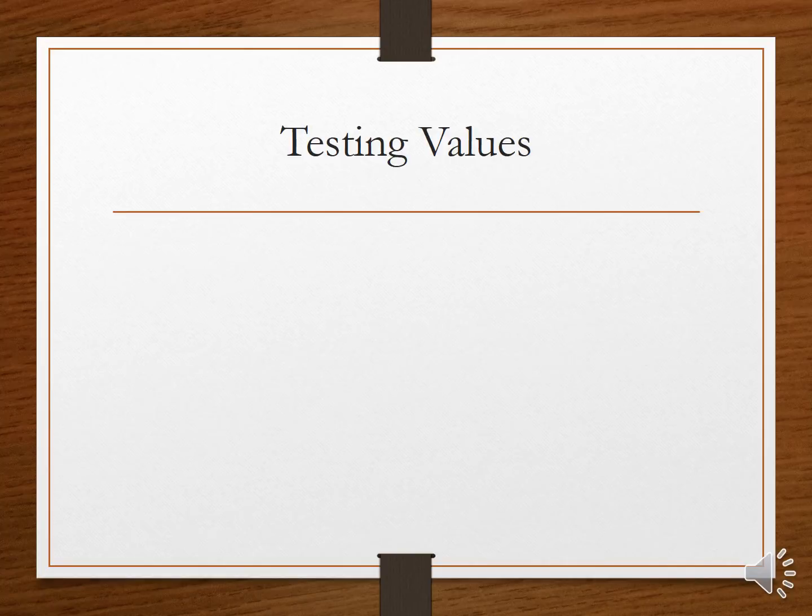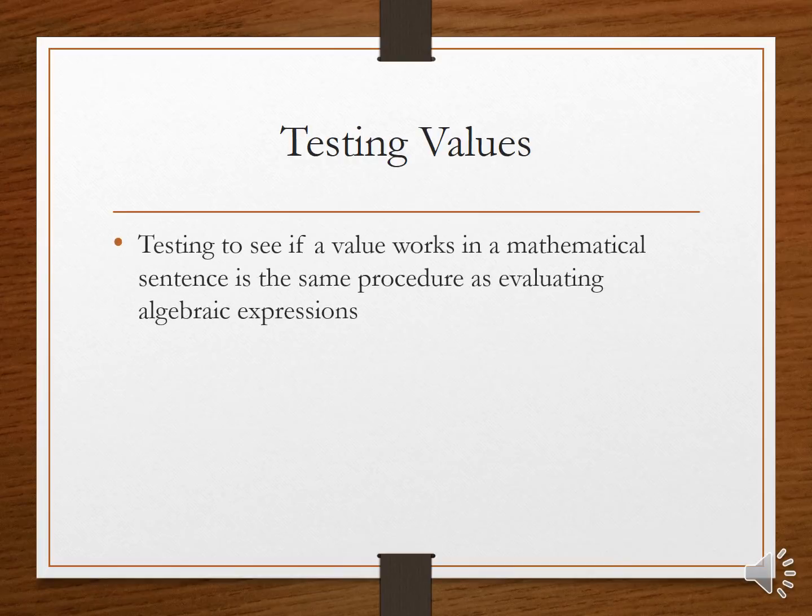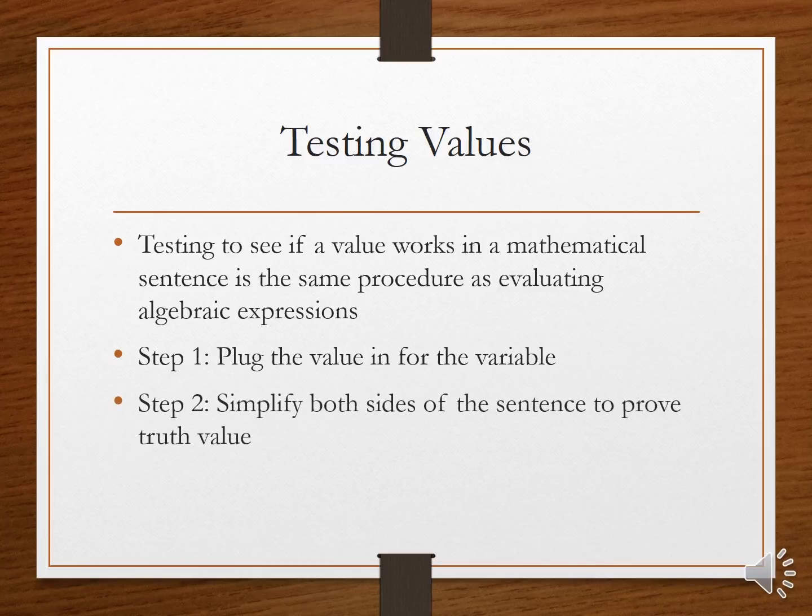Testing values is important when we are looking to find truth. We test values to see if they work in a mathematical sentence because we want to see if the mathematical sentence holds true. The procedure is the same as evaluating algebraic expressions. We'll plug the value in for the variable, followed by simplifying both sides of the sentence to prove its truth value, whether it's true or false.